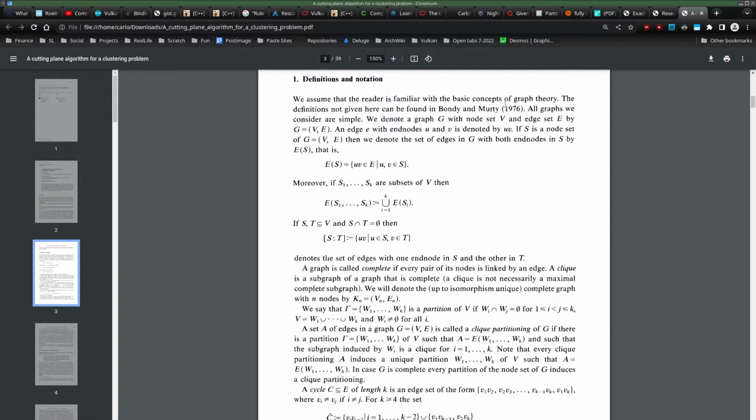So that's the basic concepts, I guess. The definition is not given here; it can be found in all graphs we consider as simple. I don't know what that is, but probably good for us. We denote a graph G with a node set V and an edge set E.